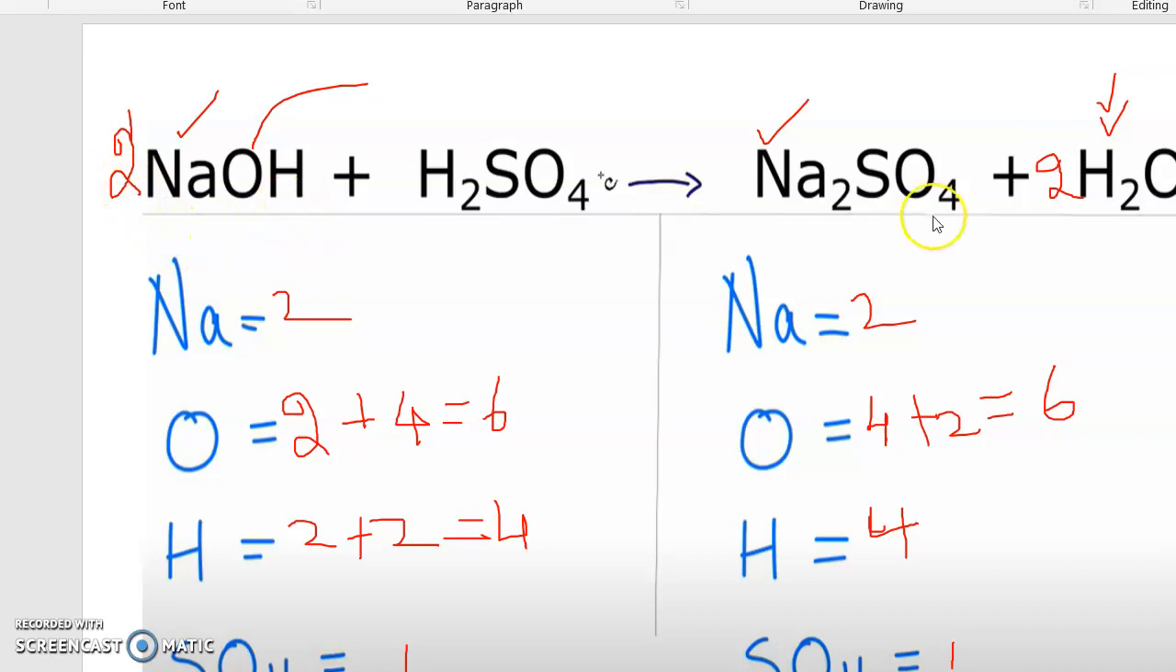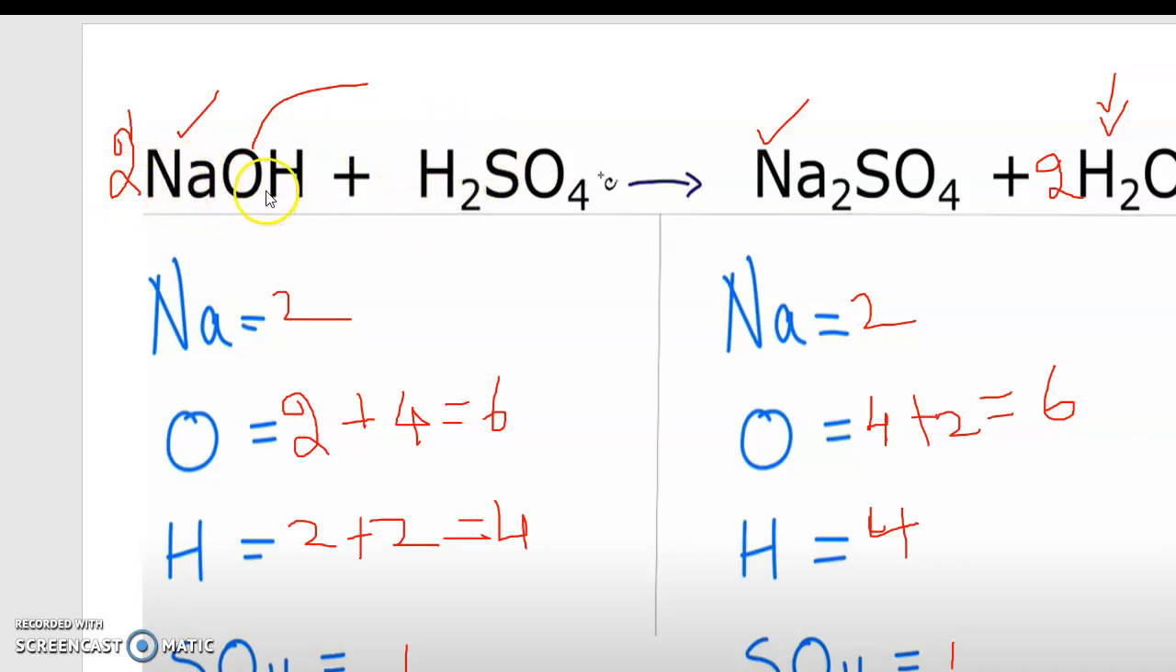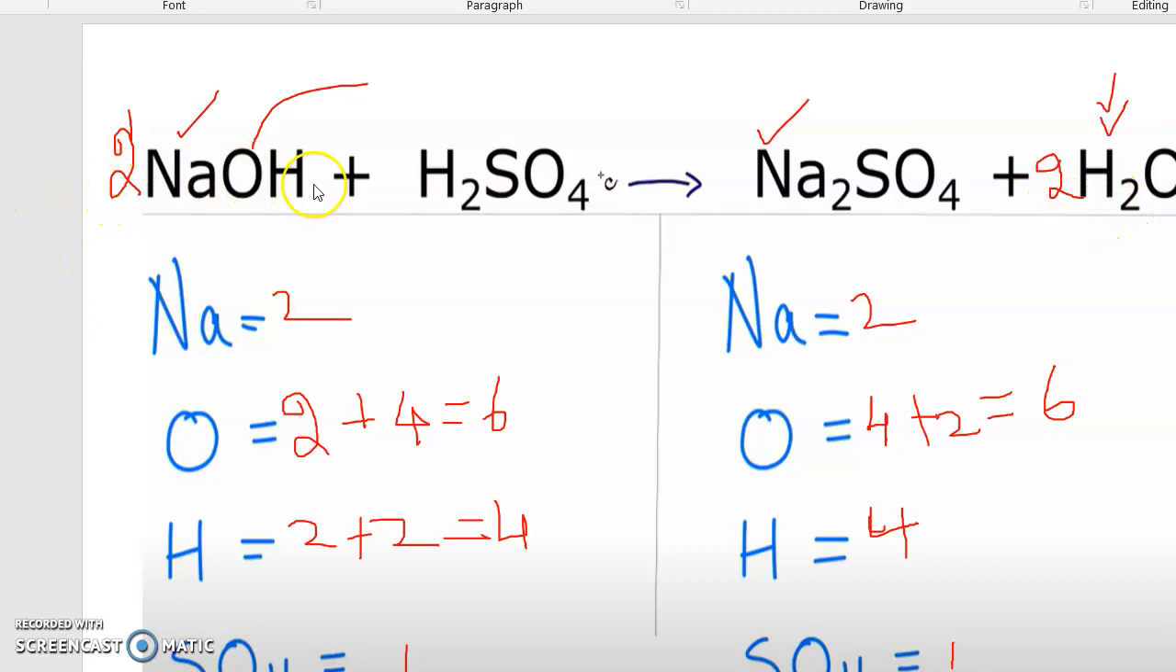In water, you have 2 hydrogen atoms. On the reactant side, 2 hydrogen from NaOH and sulfuric acid also contains 2 hydrogen, so total 4 hydrogen atoms. So in water, if you put 2 in front of water, the hydrogen atoms are balanced. This also makes the number of oxygen atoms the same. 2 hydrogen and here also 2 hydrogen, so total 4 hydrogen atoms are balanced.